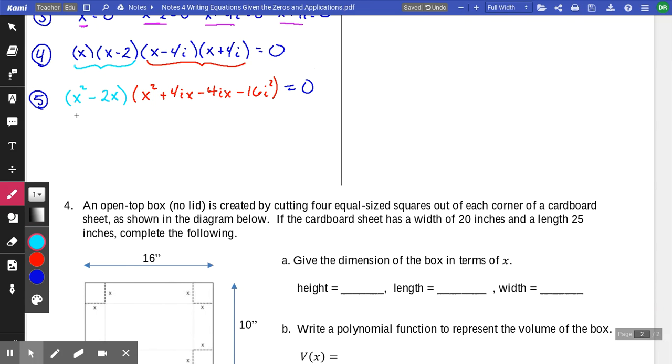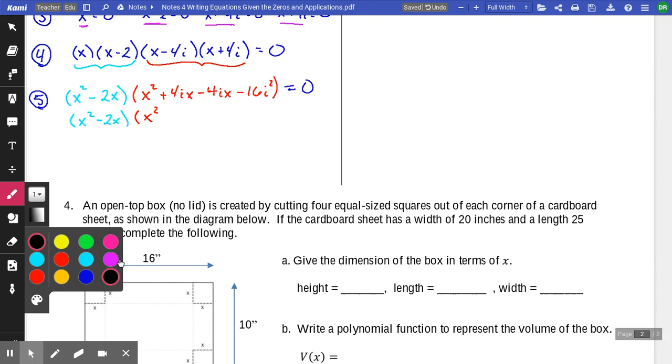So this first scenario is fine. We just have x squared minus 2x. Nothing to do there. But in the second set, you can see a couple things. We have an x squared, and then the positive 4ix and the negative 4ix actually cancel each other out. And so what do we have left? We have minus 16i squared.